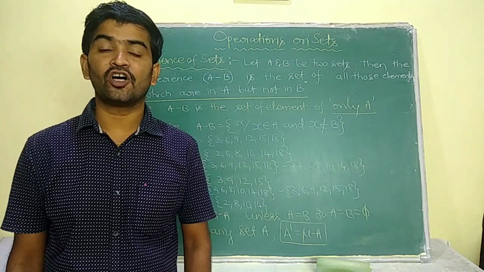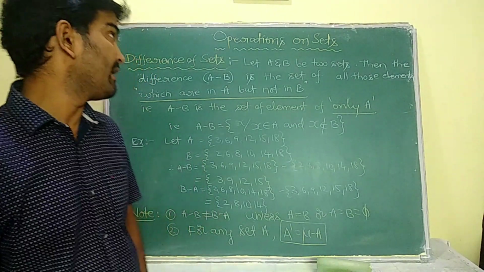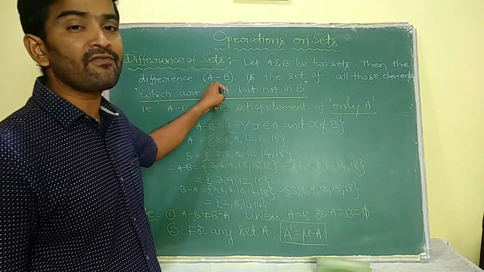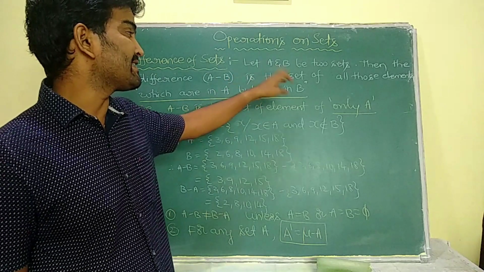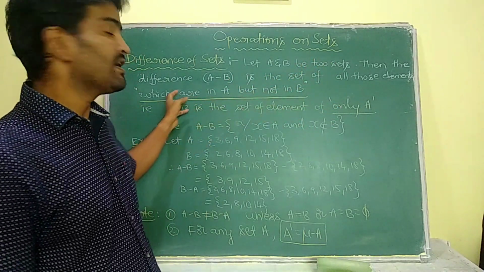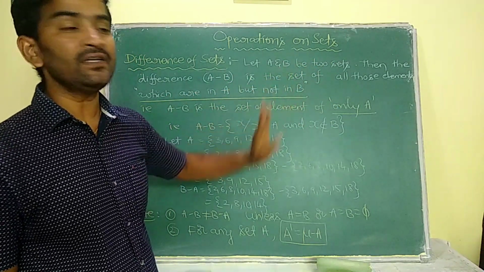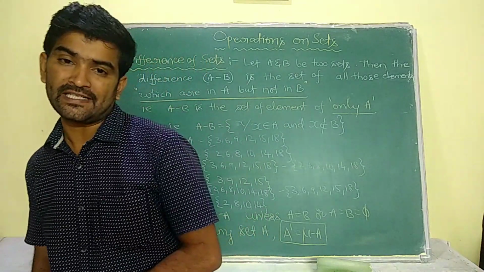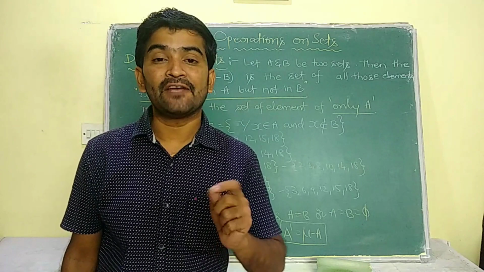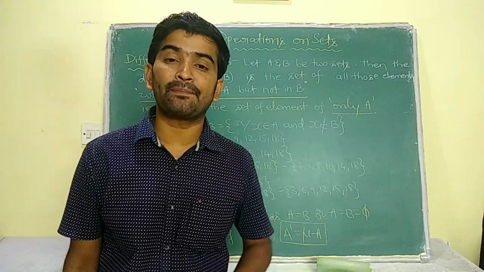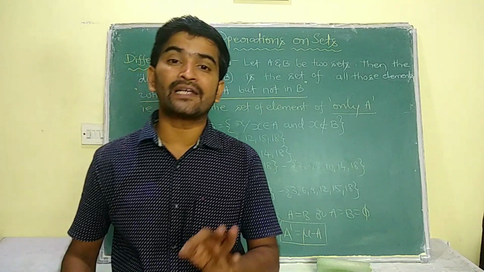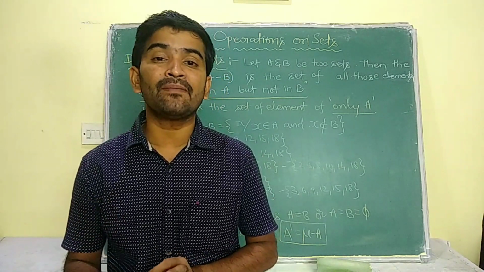Now see the third operation, difference of sets. Let A and B be two sets. Then the difference A minus B is the set of all those elements which are in A but not in B. That means, let us suppose A, B are two sets. Then the difference of sets A and B is represented as A minus B, and A minus B is going to consist of only the elements of A.